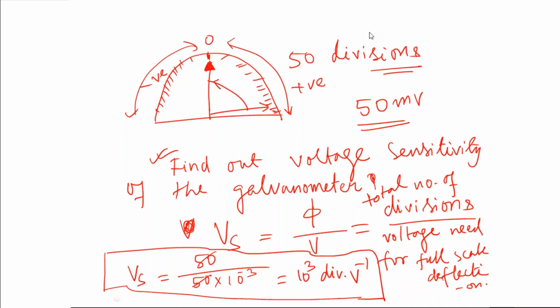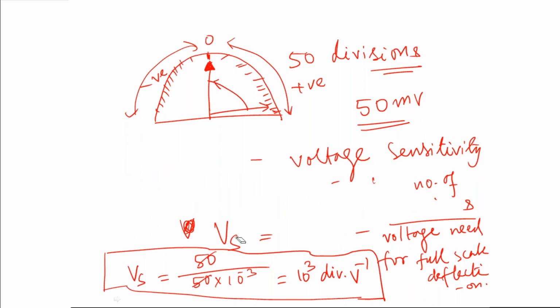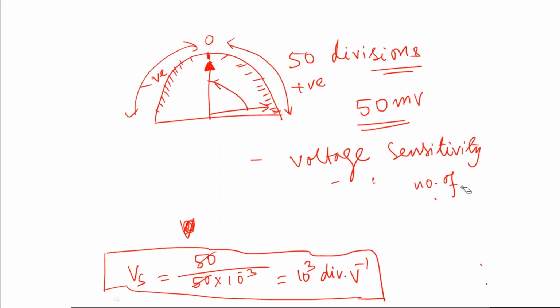Okay, so then the second part of this question. The second part of the question is that voltage sensitivity and current sensitivity are also given. If the current sensitivity is also given, then what is the value of the resistance of the galvanometer?